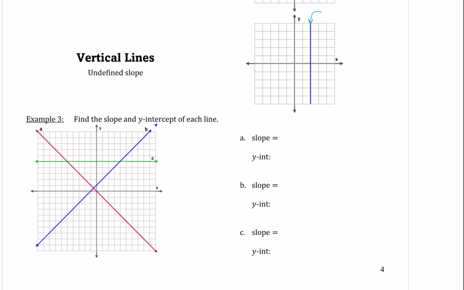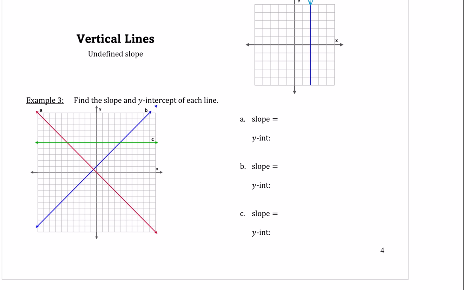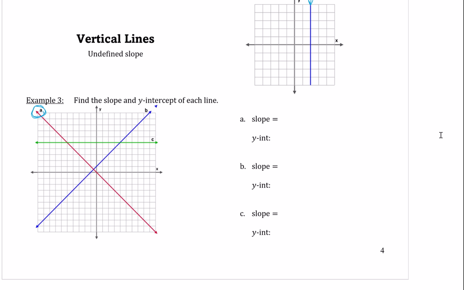So let's look at these. Slope of line A here. We're looking at their slope, so we want to make sure we get 2 points that are right on the corners. So right here we can see it's going down 1 over 1. So my slope is -1 over 1, or just -1. And my y-intercept is right here at 0, 0.